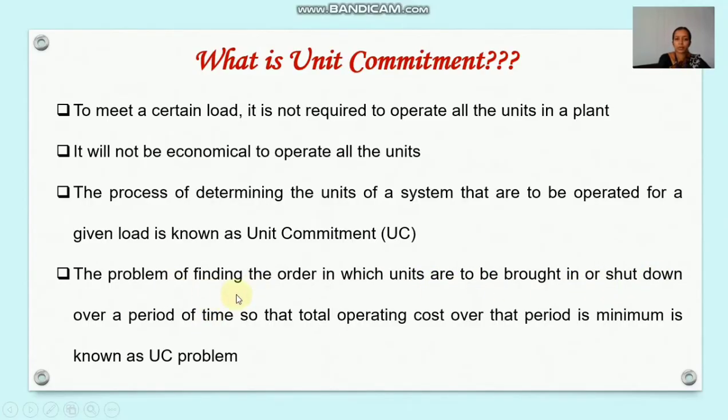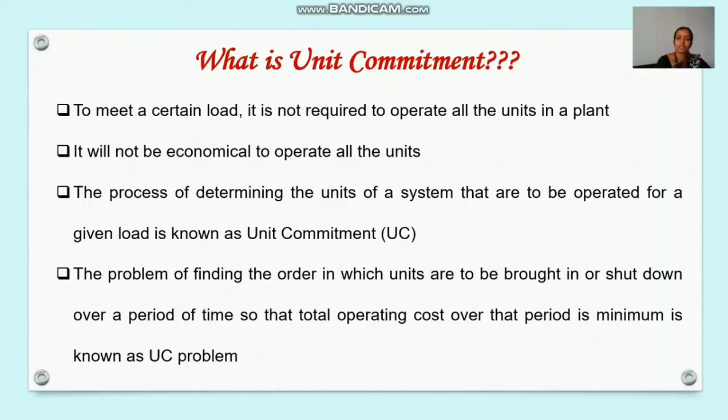That is, the problem of finding the order in which units are to be turned on or off over a period of time so that total operating cost over that period is minimum is known as unit commitment problem. So unit commitmentനെ നമുക്ക് രണ്ട് രീതിയിൽ ഡിഫൈൻ ചെയ്യാം. ഒന്നെന്ന് പറഞ്ഞാൽ as the word meaning indicates, unit commitment, the process of finding the units that are to be committed. അതായത് ഒരു പർട്ടിക്കുലർ ലോഡ് സപ്ലൈ ചെയ്യാൻ വേണ്ട യൂണിറ്റ്സ് ഏതൊക്കെയാണെന്ന് കണ്ടുപിടിക്കുക. ദാറ്റ് ഈസ് നോൺ ആസ് യൂണിറ്റ് കമ്മിറ്റ്മെൻറ്റ്.